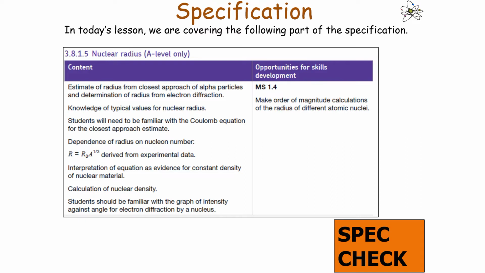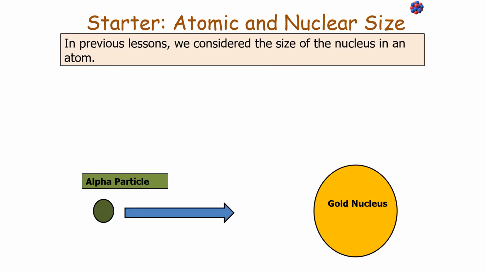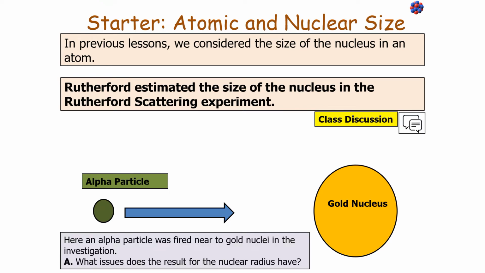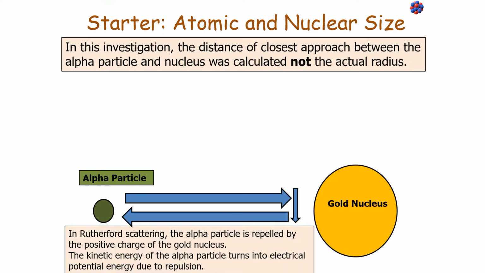3.8.1.5 nuclear radius. So in previous lessons we've considered the size of the nucleus in an atom. Now Rutherford estimated the size of the nucleus in his Rutherford scattering experiment, where he fired alpha particles at gold nuclei. So here an alpha particle was fired near to the gold nuclei in the investigation. But what issues does this result have for the nuclear radius? Well, in this experiment, the alpha particle is repelled by the positive charge of the gold nucleus because it is also positively charged.